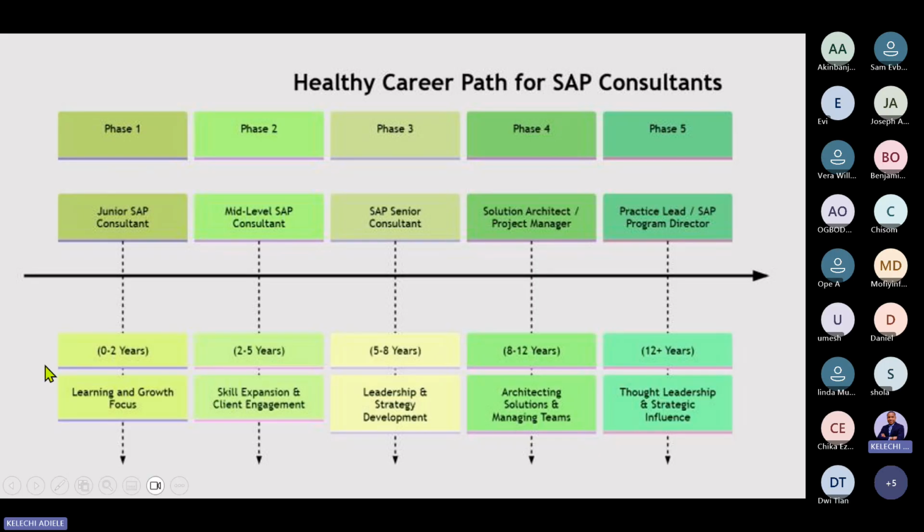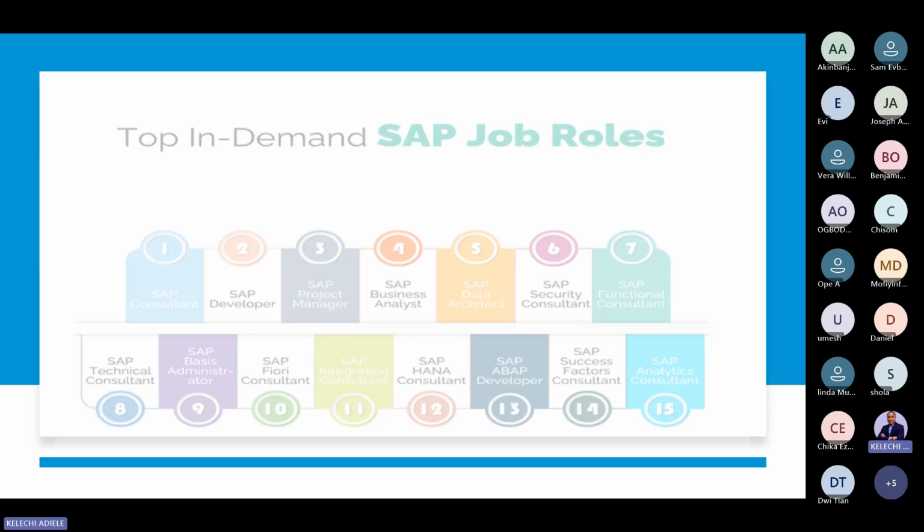So here you're seeing that it's learning and growth focused for a junior level, for mid-level skill expansion and client engagement, for senior level leadership and strategic development, for solution architect or project manager, 8 to 12 years architecting solutions and managing teams. Then practice lead and SAP program director, you have over 12 years, thought leadership and strategic influence. Here, you don't configure systems, really. It's really around strategy.